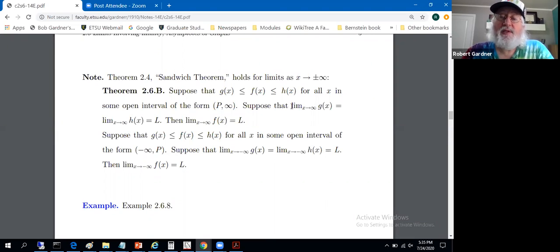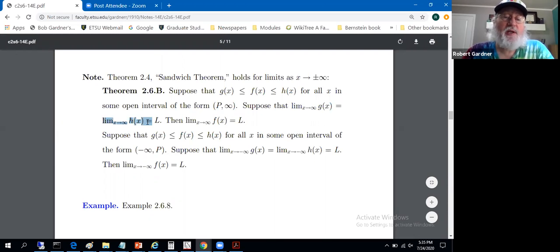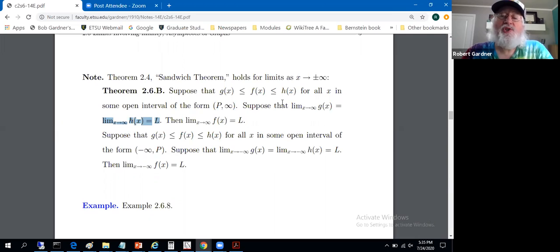Suppose, and these are the hypotheses, the limit of the g function as x approaches infinity and the limit of the h function as x approaches infinity are the same, and they're that value L. F is sandwiched between g and h. G and h have the same limit L, this time as x approaches positive infinity. Then the limit as x approaches positive infinity of f of x is also the value L. Same kind of thing we had with the ordinary sandwich theorem, except for this interval stuff and x approaching positive infinity.